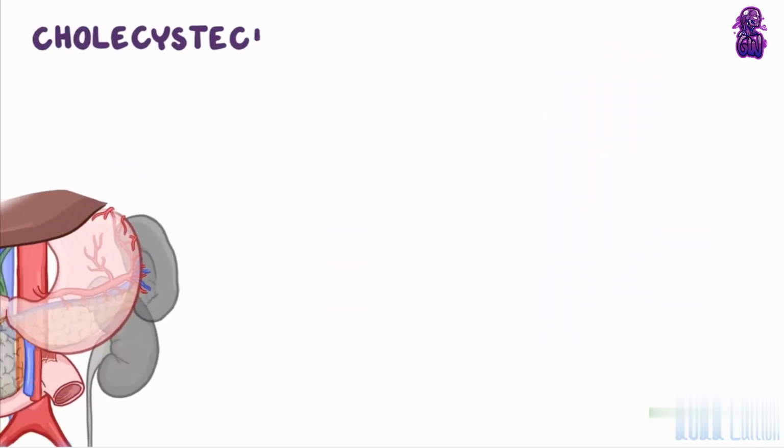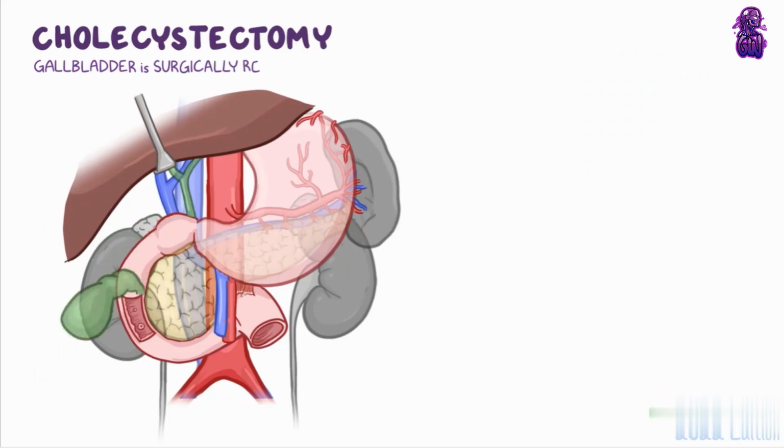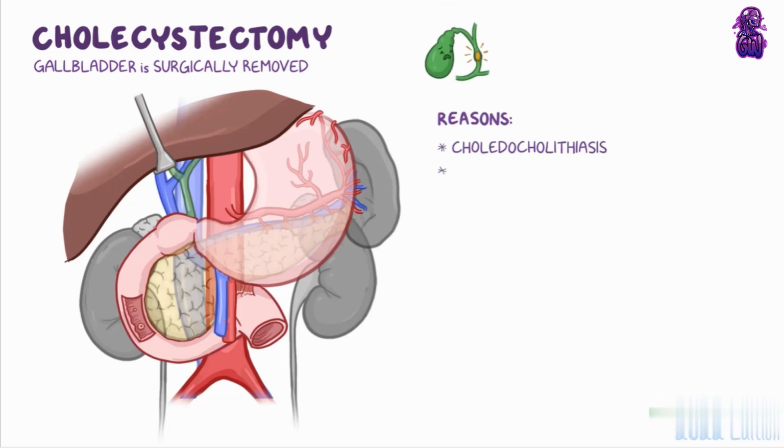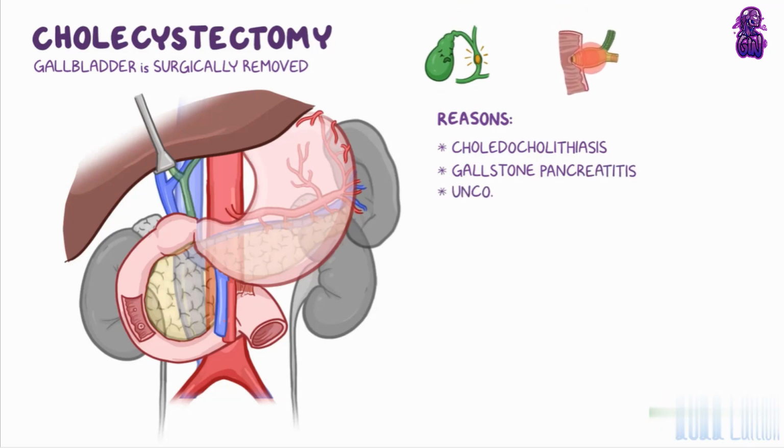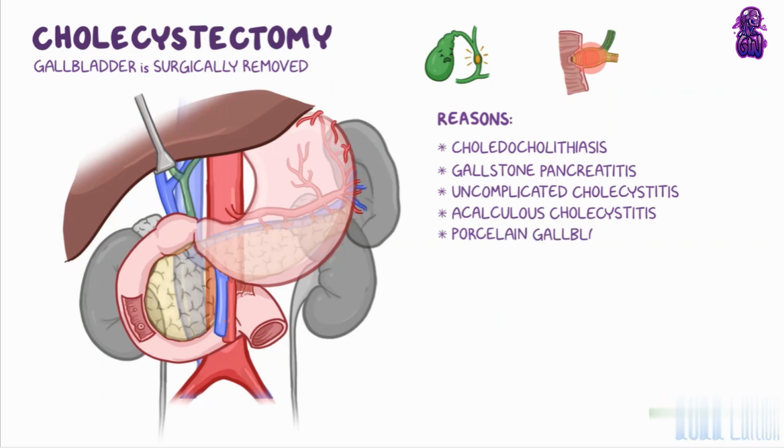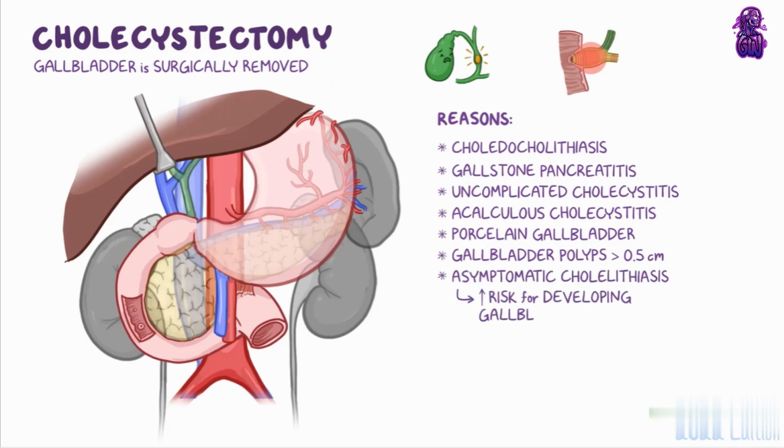Luckily, a cholecystectomy, which is when the gallbladder is surgically removed, can be done to manage several gallbladder issues, some of which we've just discussed. Surgery ultimately depends on the patient's clinical symptoms and surgeon preference, but reasons for cholecystectomy include choledocholithiasis, gallstone pancreatitis, uncomplicated cholecystitis, acalculous cholecystitis, porcelain gallbladder, gallbladder polyps larger than 0.5 centimeters, as well as asymptomatic cholelithiasis in individuals at increased risk for developing gallbladder cancer.